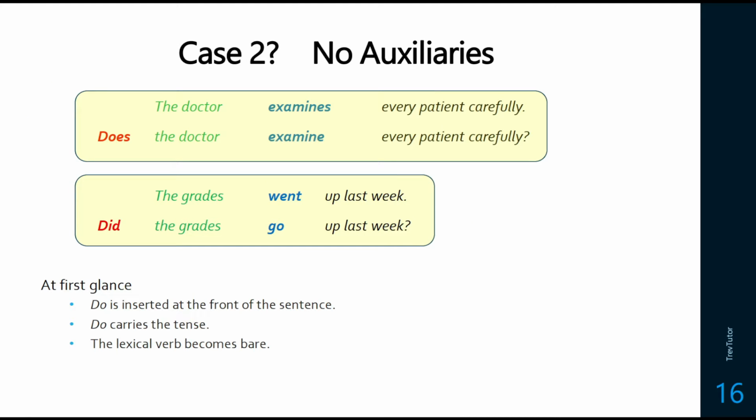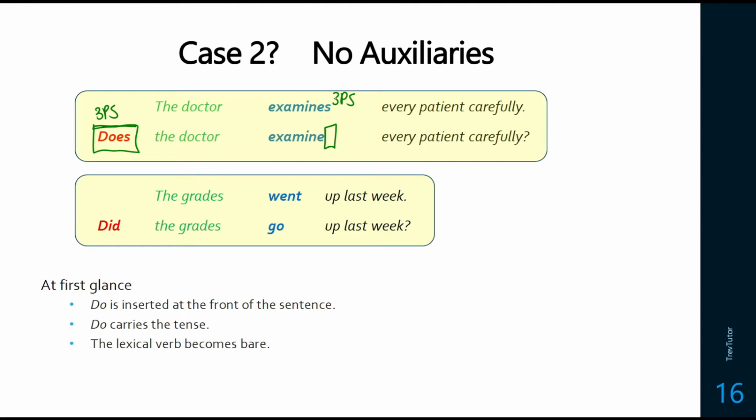Okay, what happens when we want to form a yes-no question, but we don't have any auxiliaries? So here's a sentence. The doctor examines every patient carefully. If we want to make this a question, we have to introduce a new word, do. So does the doctor examine every patient carefully? And what you'll see here is that does is appearing at the beginning and the verb is losing its tense. So that third person singular is now on does rather than on examines, which it was in the original indicative version.